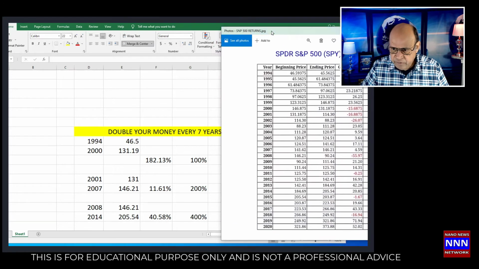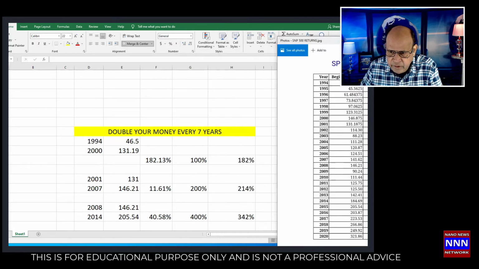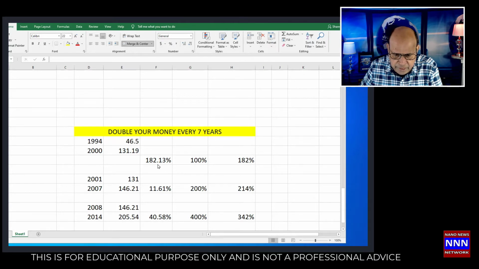So here we start off with the opening balance of 46.59, and that's what we have here. And at the end of 7 years, it is 131.18, and when we put that in, you get a 182% return, which is very good actually. You want to double your money, but from 46 you have gone to 132, so you have almost tripled your money, which is great.